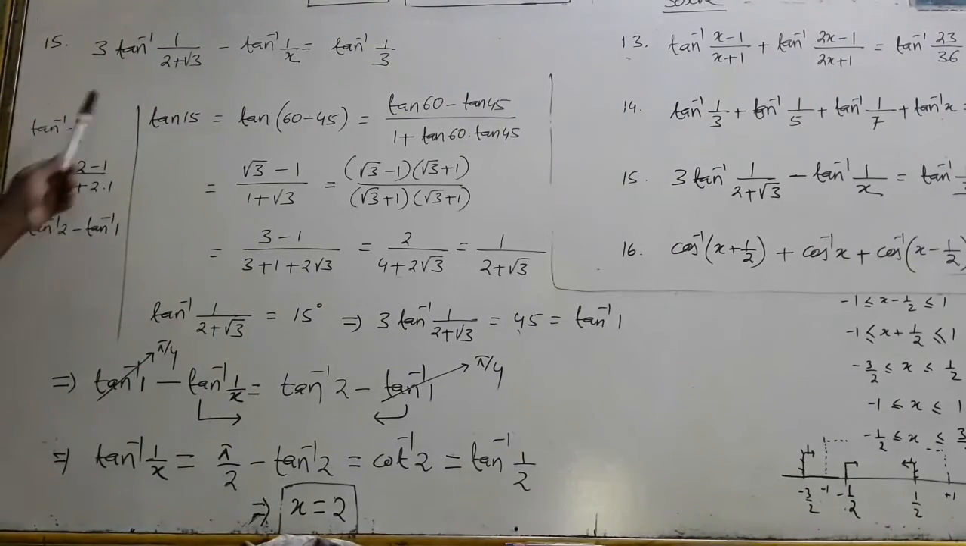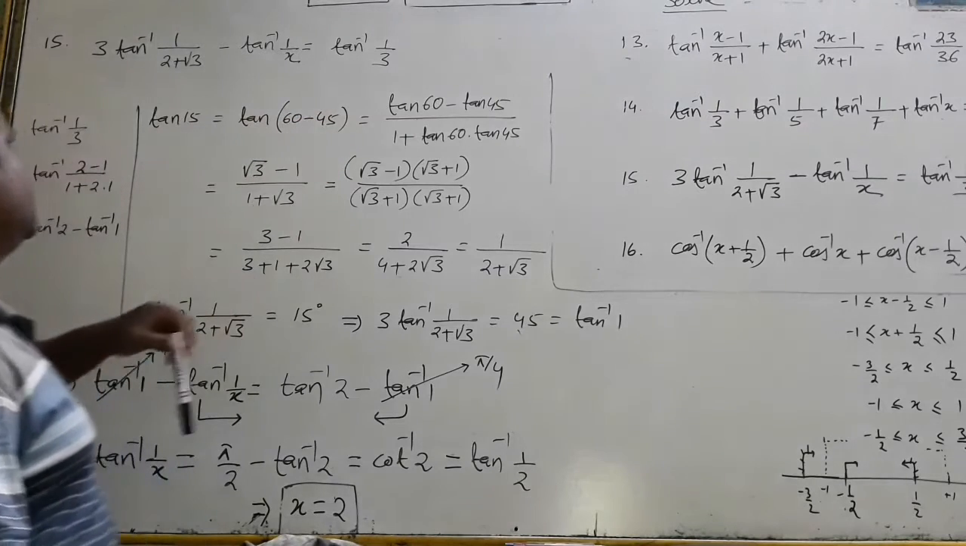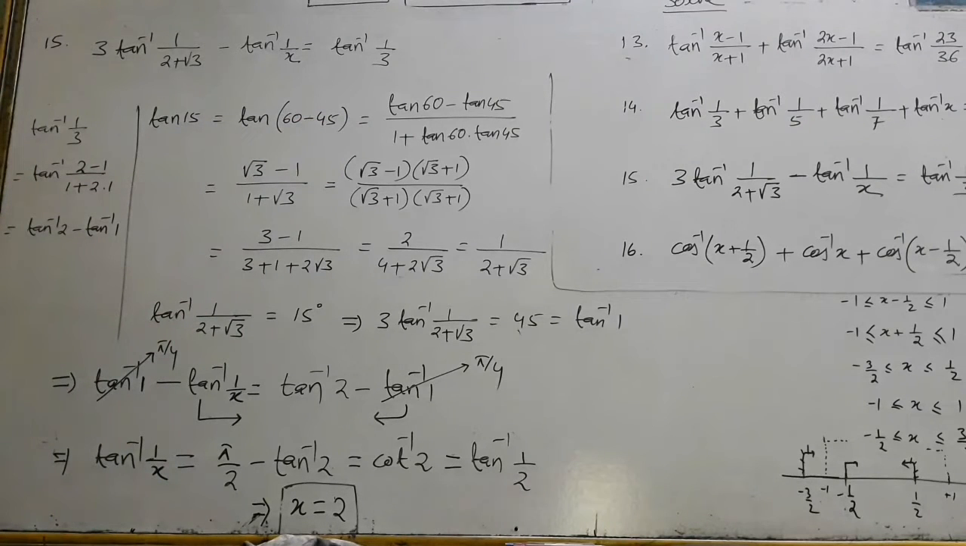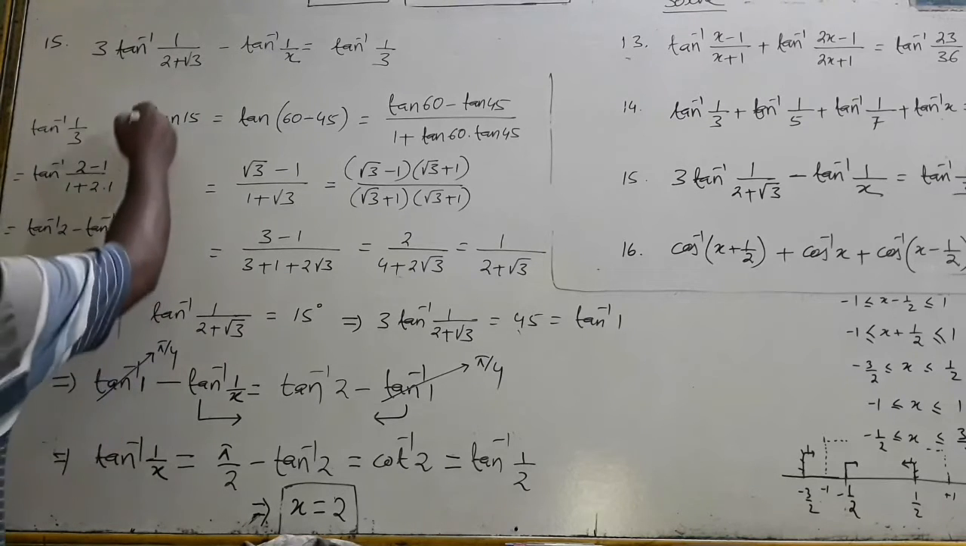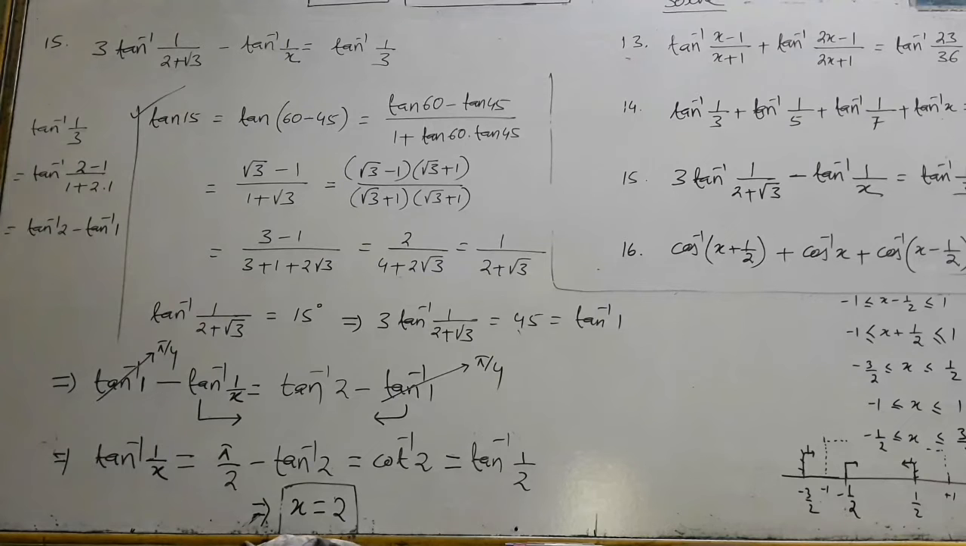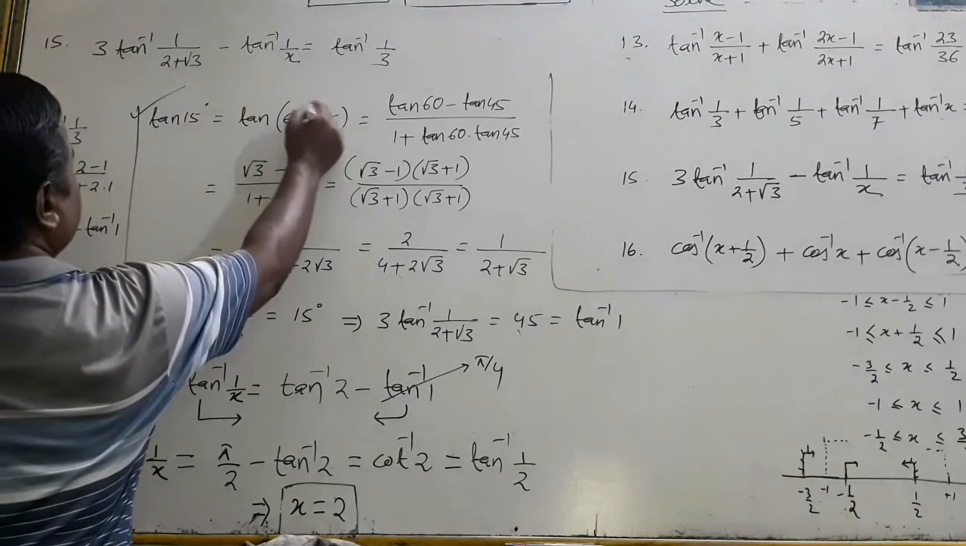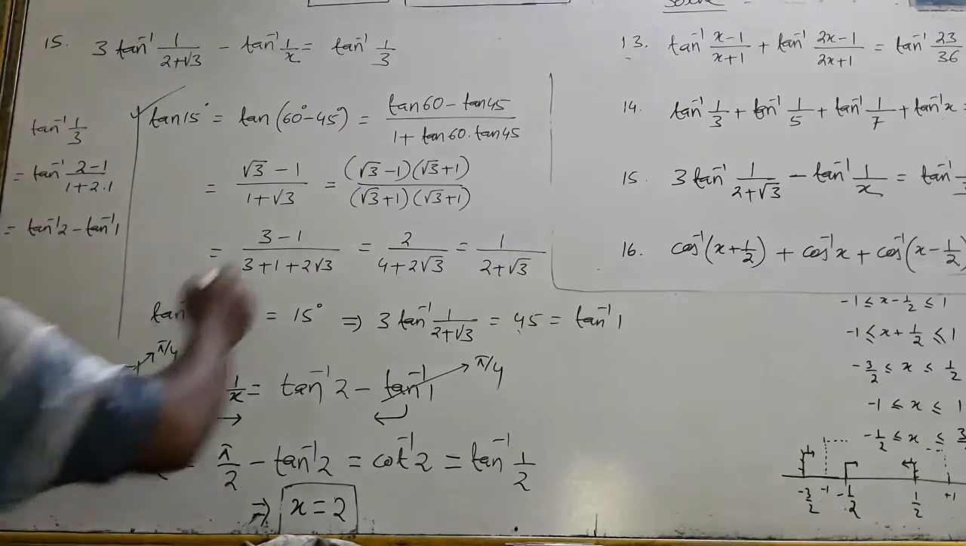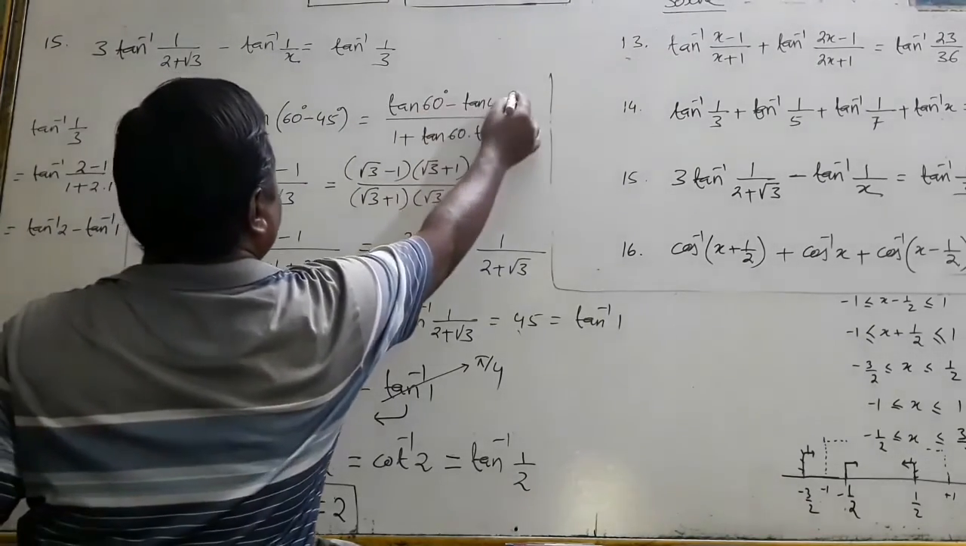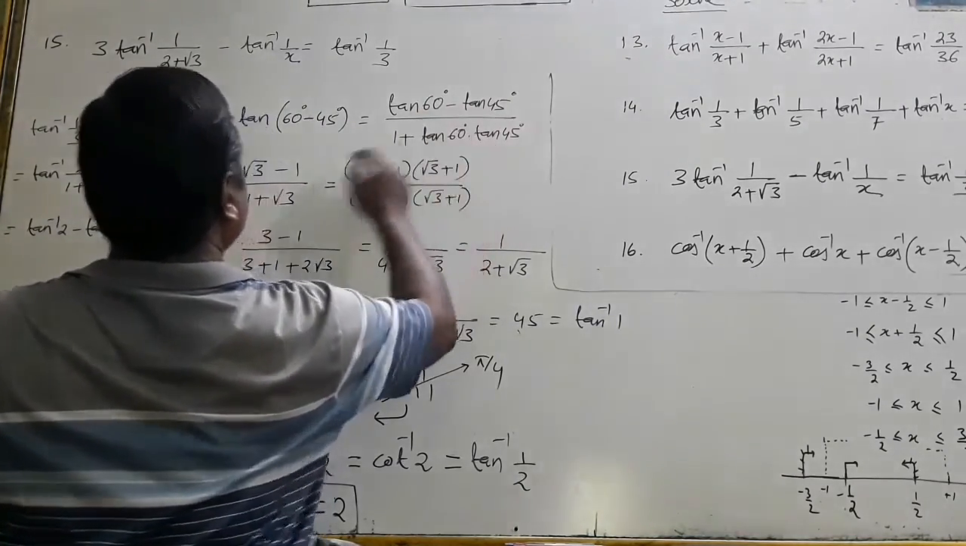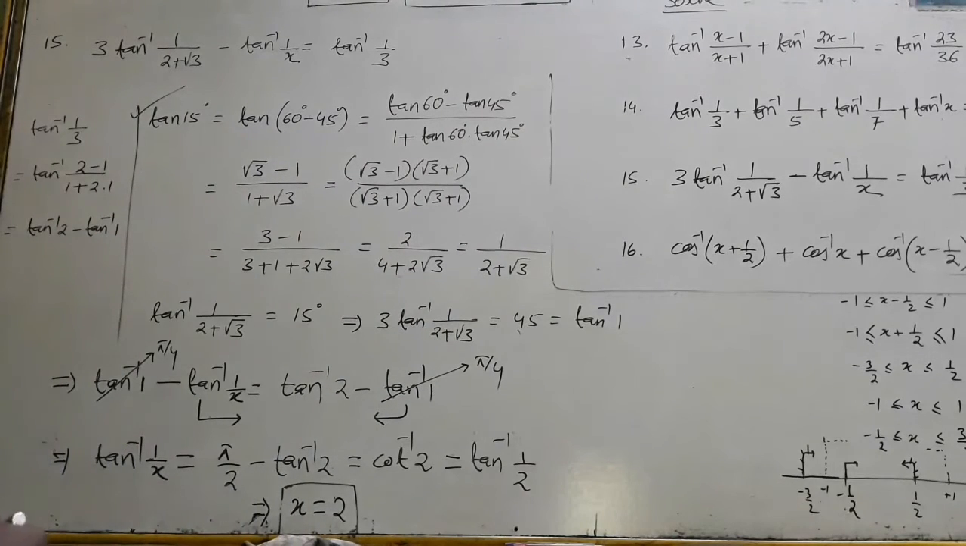2 tan inverse this minus tan inverse this is equal to this. Now you have to do this. I am doing this problem in a very shortcut method. You should look at this point: tan 15 degree. Tan 15 degree is what? Tan of 60 degree minus 45 degree, which is tan A minus tan B by 1 plus tan A into tan B. Then tan 60 degree is root 3, so it is root 3 minus 1 by 1 plus root 3.